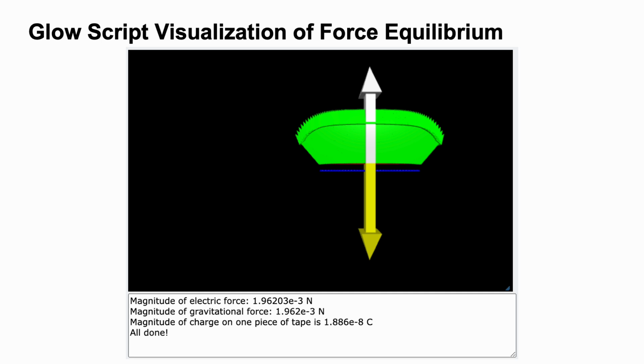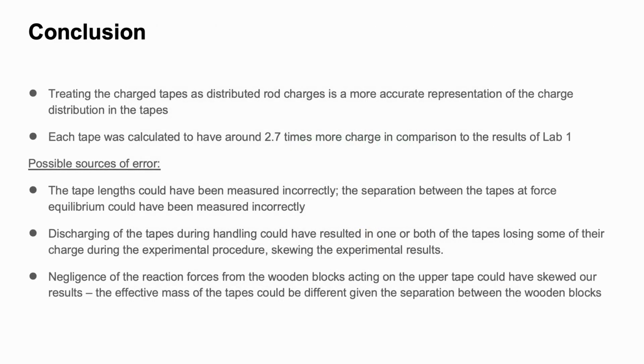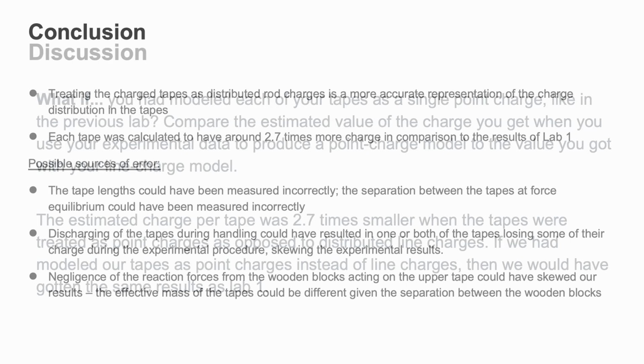To conclude, each tape was calculated to have around 2.7 times more charge in Lab 2 in comparison to the results from Lab 1. Possible sources of error in this investigation are that the tape lengths could have been measured incorrectly, as well as the separation between the tapes at force equilibrium. Discharging of the tapes during handling could have skewed our results, and negligence of the reaction forces from the wooden blocks could have also caused a source of error.